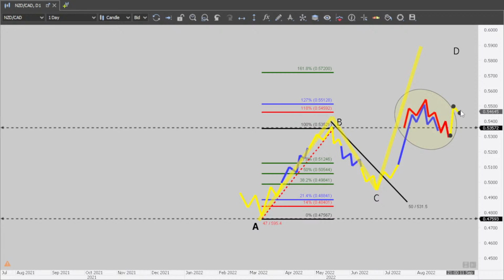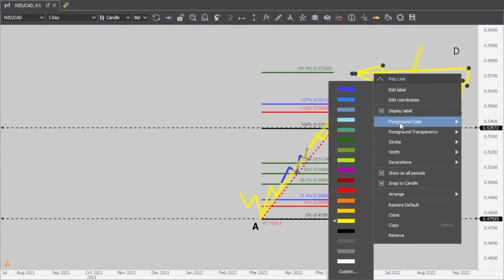because 7 times out of 10 this market is going to do something like this and is going to hit the appropriate extension.